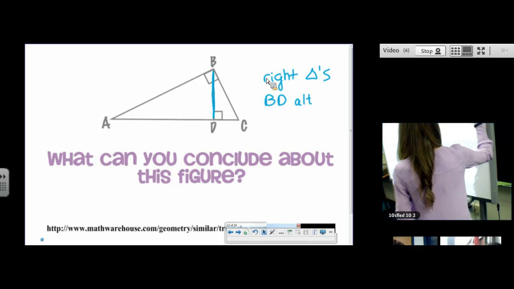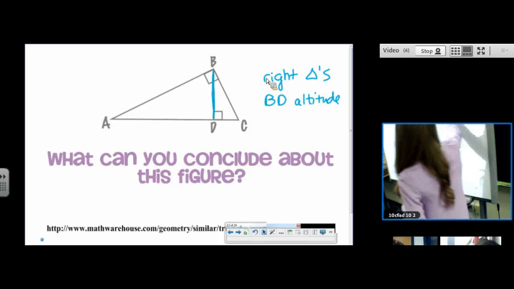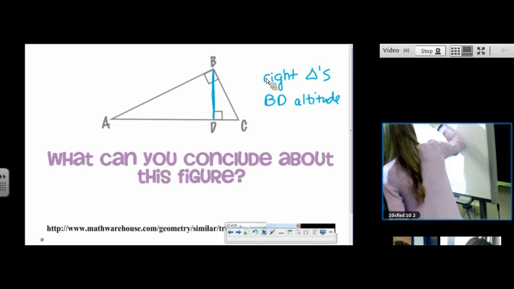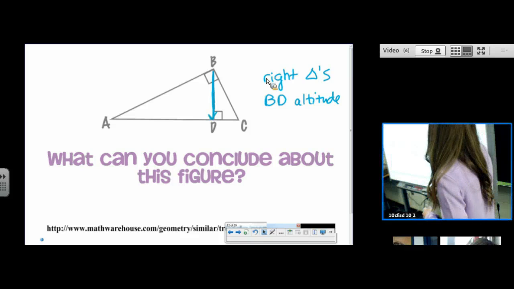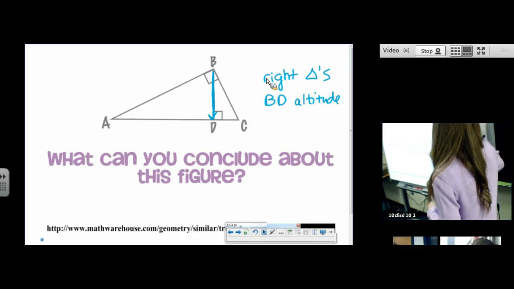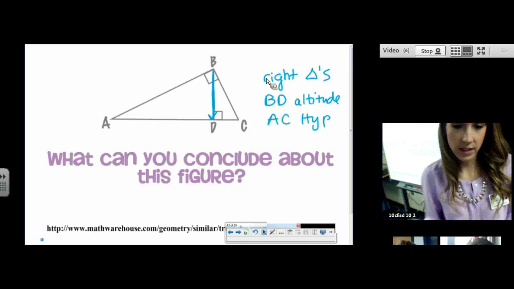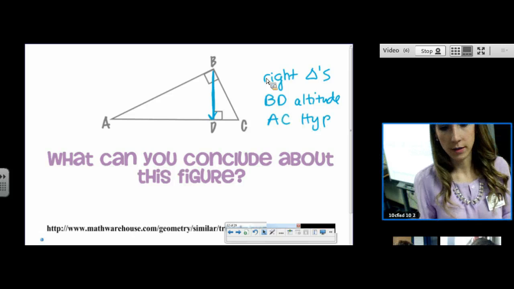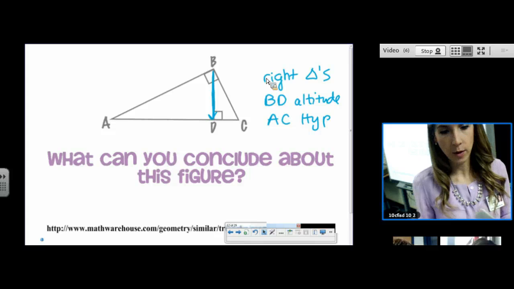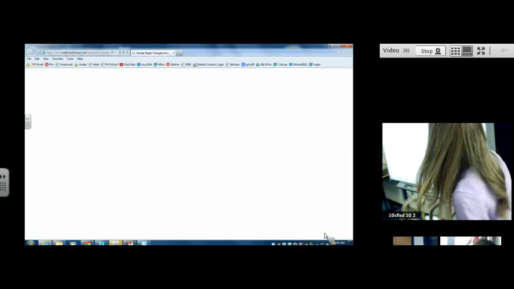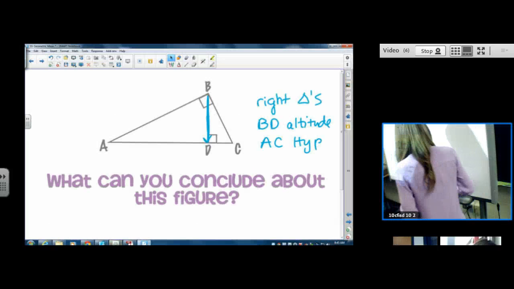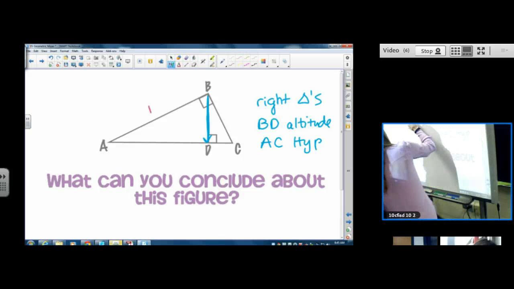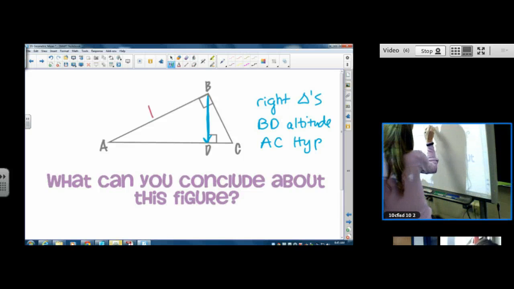And it's not only an altitude, it's an altitude drawn to the hypotenuse, because AC is the hypotenuse. Alexandria, what is AB called? For the big triangle, what's the vocab word for AB? Yes, that's exactly what I wanted you to say. This is a leg. This is a leg, right?